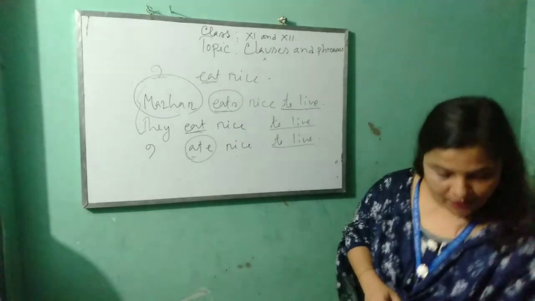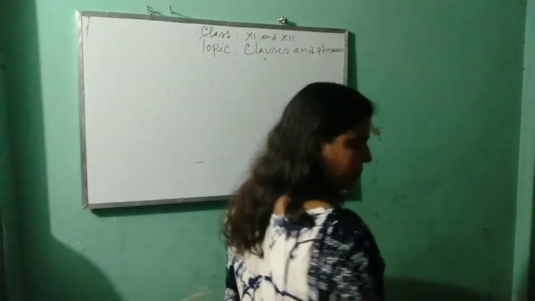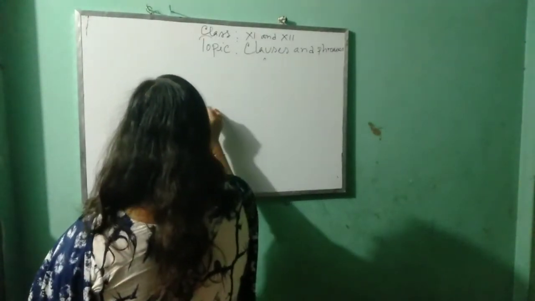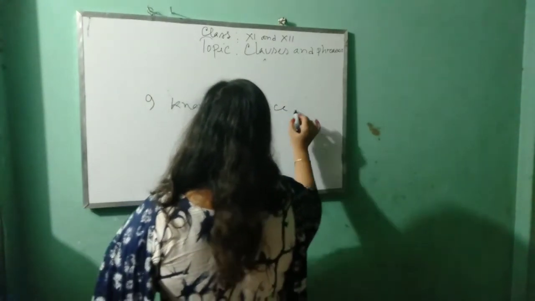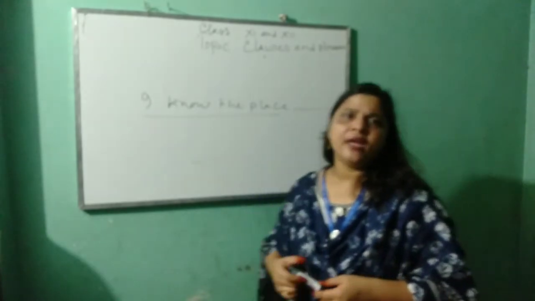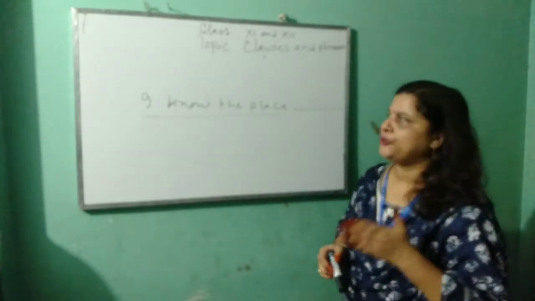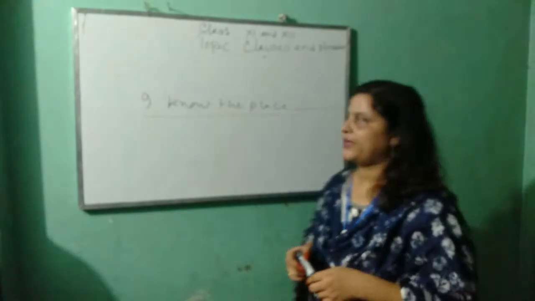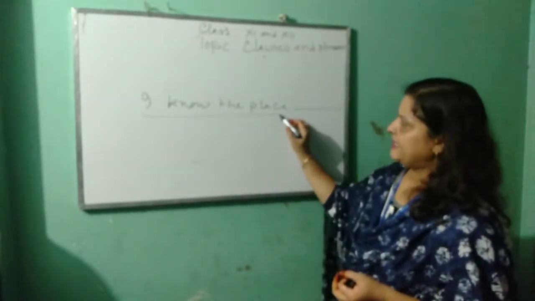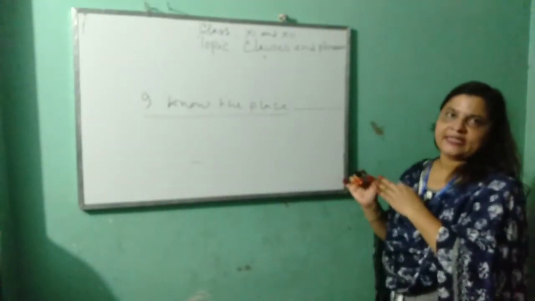Now let us see some examples of clauses. I know the place. You see, this is an example. I have to mention that clauses are of different types, like principal clause and subordinate clause. Very often, in completing sentences, you have to make a principal clause or subordinate clause. You need to know what a principal clause is and what a subordinate clause is. I know the place. This is a part of a sentence. This is complete. But if we want to elaborate this sentence, then we can make a clause.